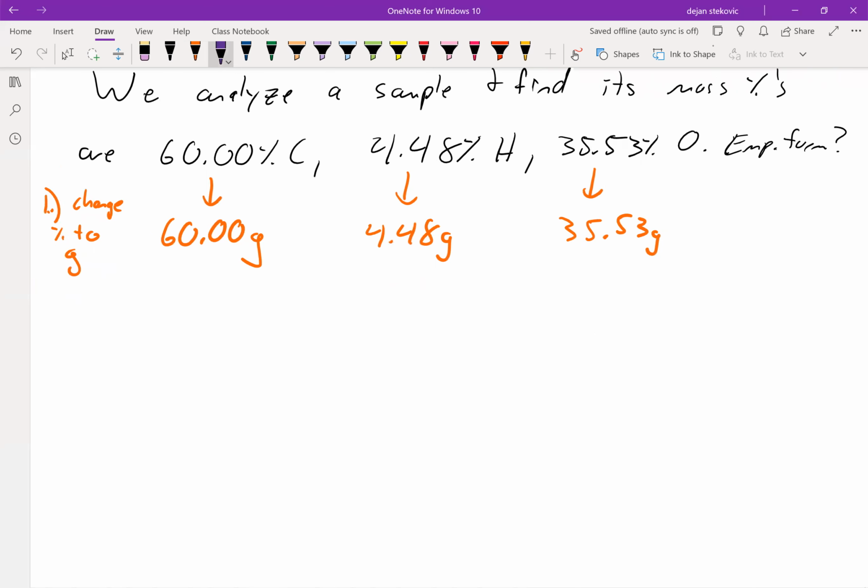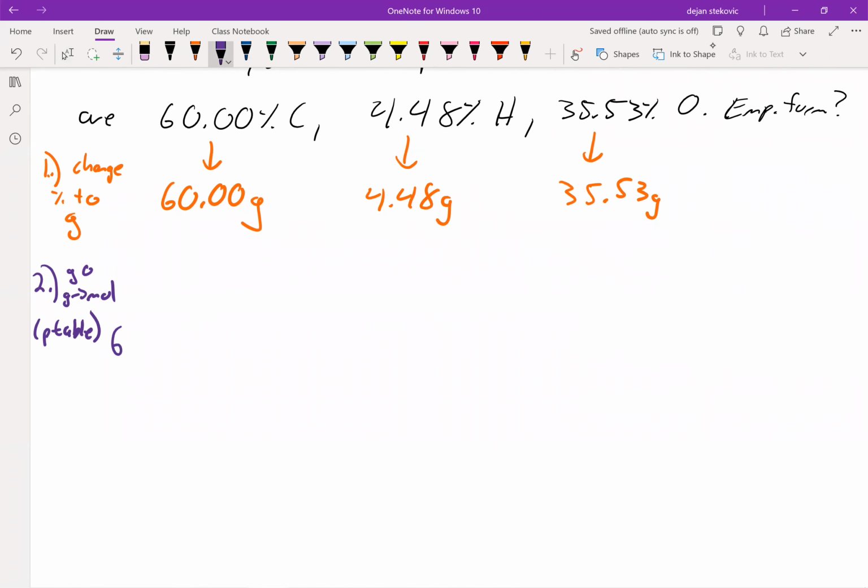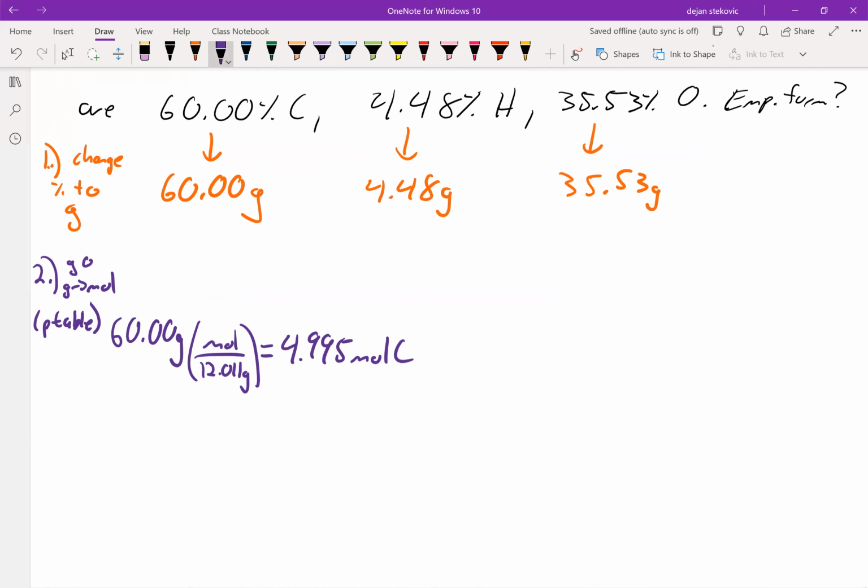All right, after you've got the grams, the next thing we need is to go from grams to moles. To do that, you're going to have to use your periodic table to find out the molar masses of each component and figure out how many moles of each we have. So for example, for the carbon, we have 60.00 grams of carbon. And we're going to use the molar mass that we find on the periodic table, which will be approximately 12.001 grams per mole, to go to the moles of carbon. So then we end up at 4.995 moles of carbon. And then we're going to do that for each component.